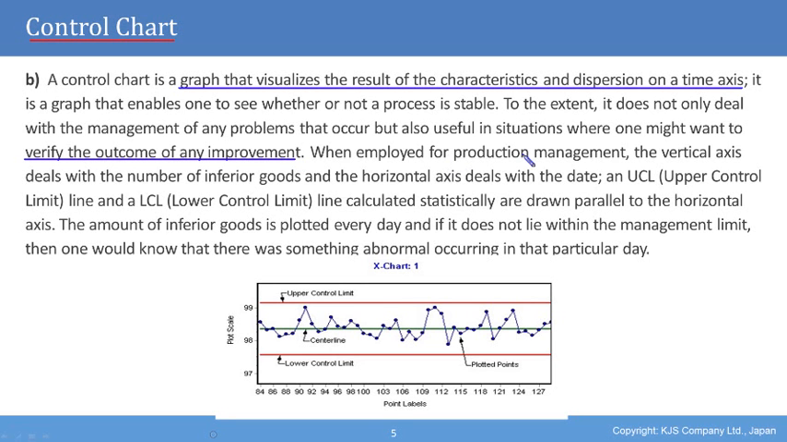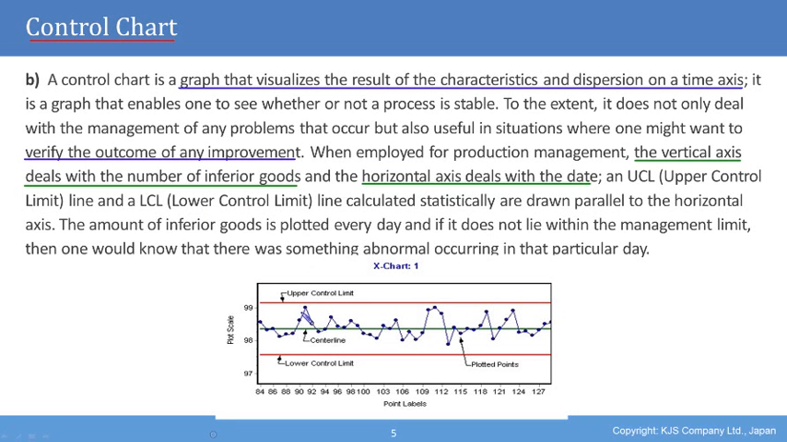When employed for production management, the vertical axis deals with the number of inferior goods, and the horizontal axis deals with the date, and a UCL, upper control limit, and an LCL, lower control limit line, calculated statistically, are drawn parallel to the horizontal axis. The amount of inferior goods is plotted every day, and if it does not lie within the management limit, then one would know that there was something abnormal occurring in that particular day.